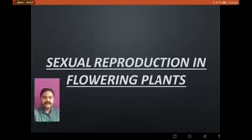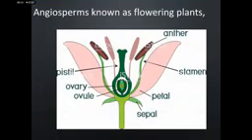Welcome back. Today we discuss the chapter Sexual Reproduction in Flowering Plants, Plus 2 Botany, second chapter. Angiosperms are known as flowering plants. In this picture, you can see sepal, petal, stamen, anther, pistil, ovary, ovule, etc. These are structures present in a flower.